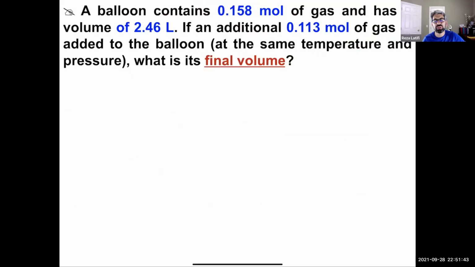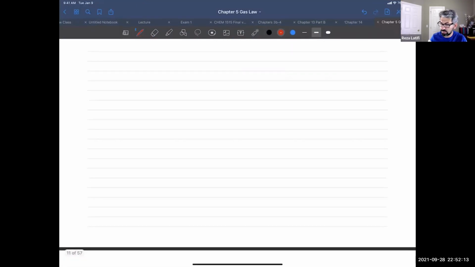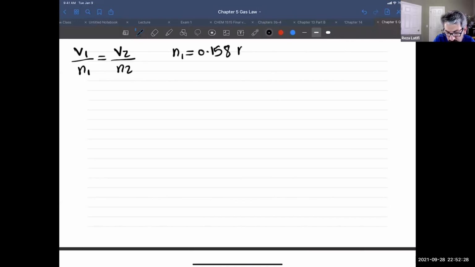Okay. Here's the example. We start with 0.158 mole from a sample of gas. We added 0.113 mole to it. We have the initial volume. Initial volume is 2.64 liter for 0.158 mole of that gas. Now, if you add something to it, we'll expect the volume to be bigger. You go with this. You go V1 over N1 equal to V2 over N2. You have N1 equal to 0.158 mole, and V1 equal to 2.46 liter.